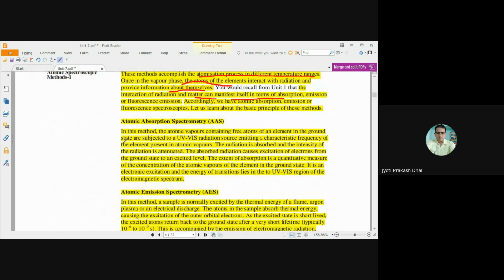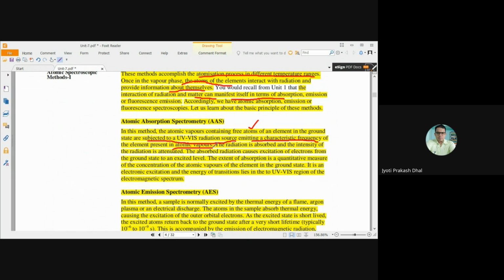First we'll discuss AAS. So in this method, the atomic vapor containing free atoms, that means isolated gaseous atoms of an element in the ground state, is subjected to a UV visible radiation source emitting a characteristic frequency of the element present in the atomic vapor.